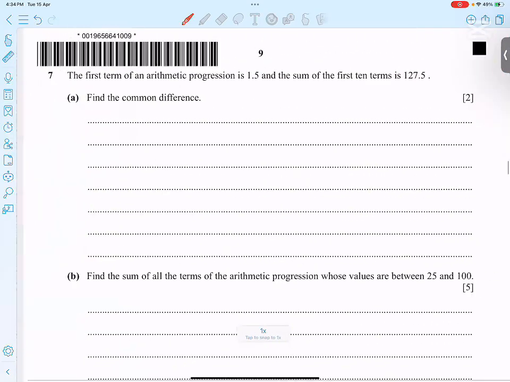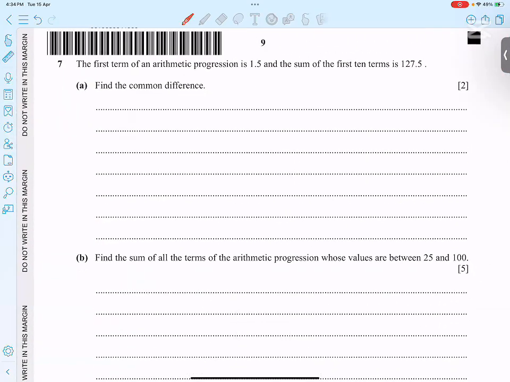The next question we have is number 7. The first term of an arithmetic progression is 1.5. So I'm writing AP, make sure 1.5. The sum of the first 10 terms is 127.5. We need to find the common difference.